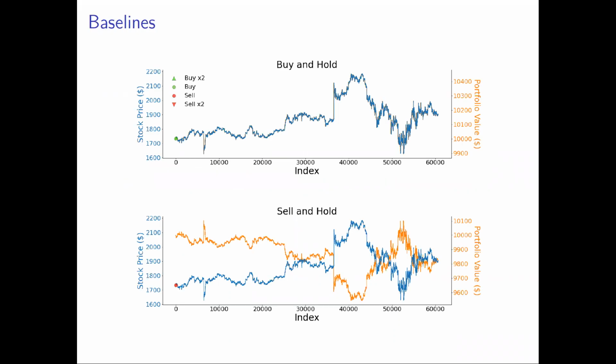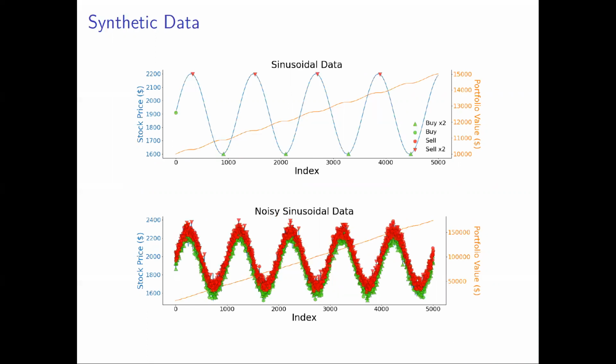Firstly, we implemented baselines. Notice that buying at the start gives portfolio values that are consistent with the prices, while selling at the start gives portfolio values that are inverted. The performance of these baselines is highly dependent on stock prices. Next, we evaluate the model on synthetic data. It performed well on the simulated sinusoidal data, where it took advantage of the low price to buy and sold when the stock price was high to earn profits.